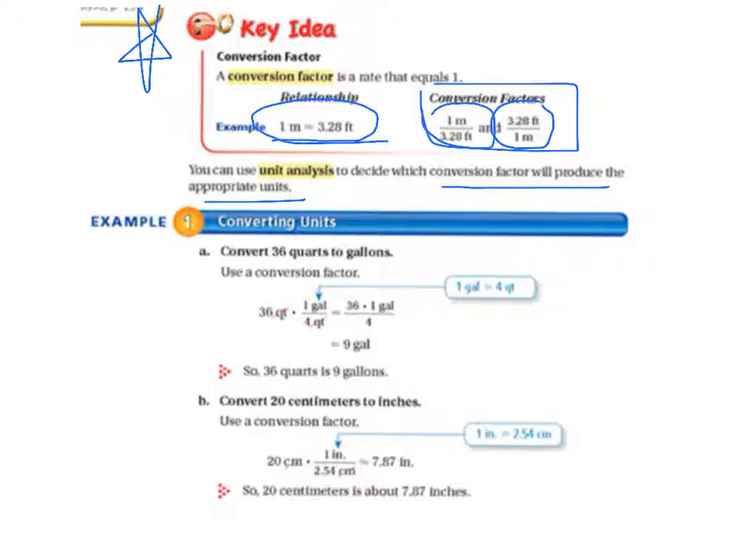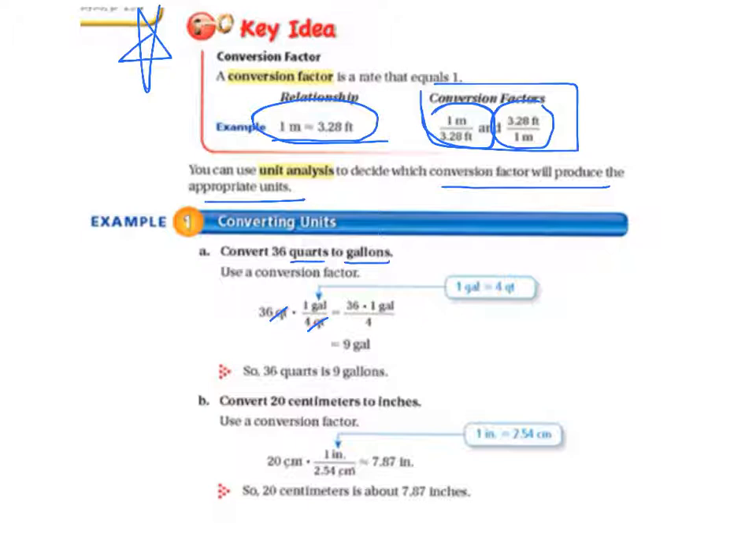Converting units, example 1. Letter A, convert 36 quarts to gallons. So we're going from quarts, which is a smaller unit, to gallons, which is a bigger unit. So we're going to use a conversion factor. We know quarts, and we don't know how many gallons that is. We know that there are 4 quarts in 1 gallon, or 1 gallon equals 4 quarts. So we're going to set this up so that our quarts are diagonal from each other, so that we can cancel out the quarts. That means we're going to choose the conversion factor with 1 gallon on top and 4 quarts on the bottom.